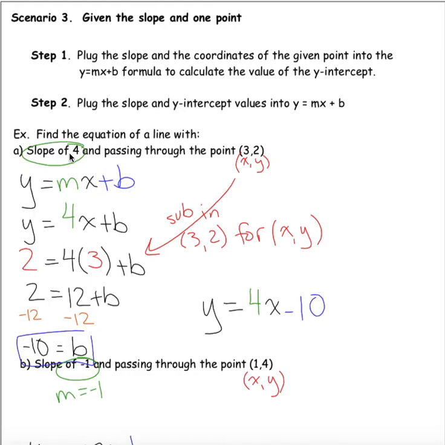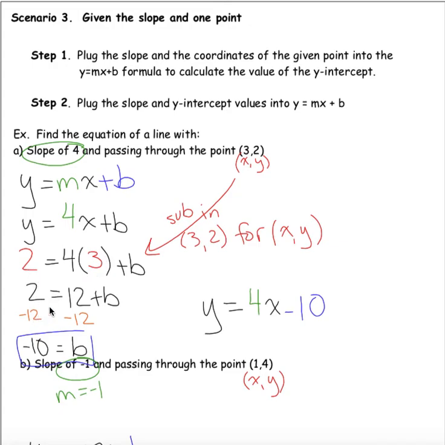So you're going to take your slope and plug it into the y equals mx plus b formula. So we're going to take 4 and plug it in here. And then the next step is to take the given point. We always know that our left side is our x value and our right side is our y value. So we take this and plug it into y and x. We take 2 and plug it into the y. We take 3 and plug it into the x spot. And then we do our math.